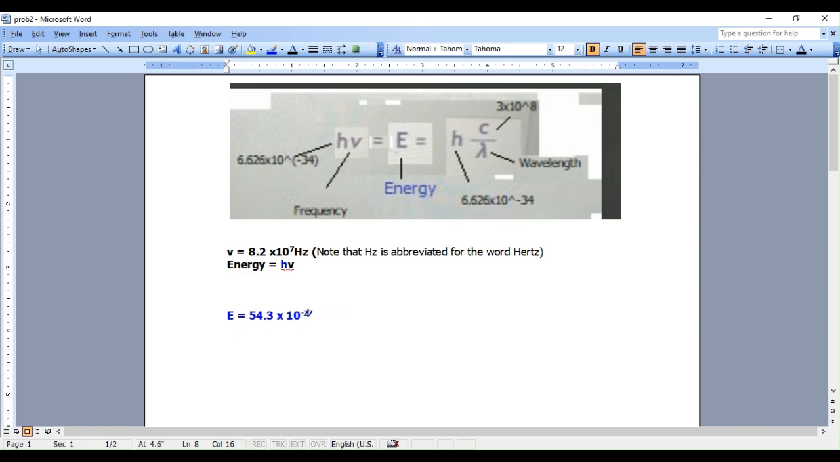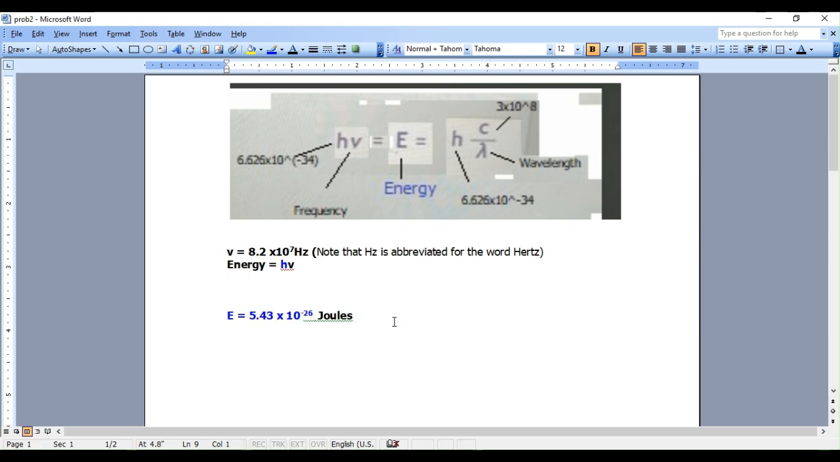You could write that as your final answer, but for scientific notation, I like to have the decimal right after the first digit. So I have to move it one place to the left, which means I'm going to add 1 to this exponent. That gives minus 26, and that's my answer. So a photon of 82 megahertz has an energy of 5.43 times 10 to the minus 26 joules.